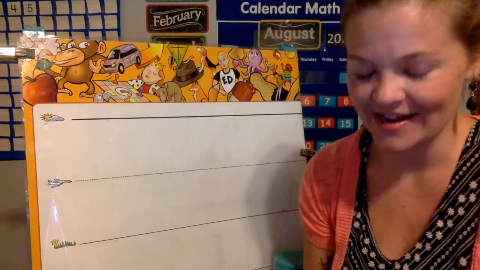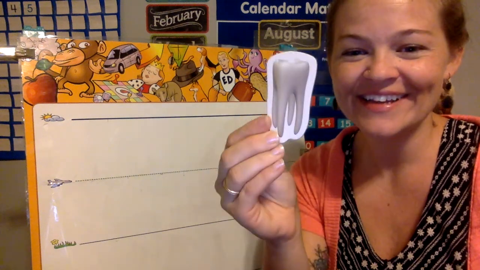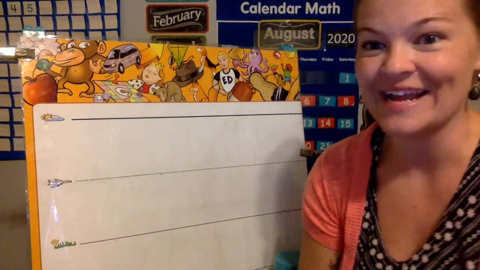Okay, next one. These are in your mouth. They start with a T and they help you chew your food. And you lose them and you put them under your pillow. They're your teeth. Teeth start with the letter T. Okay, now let's learn how to write T.